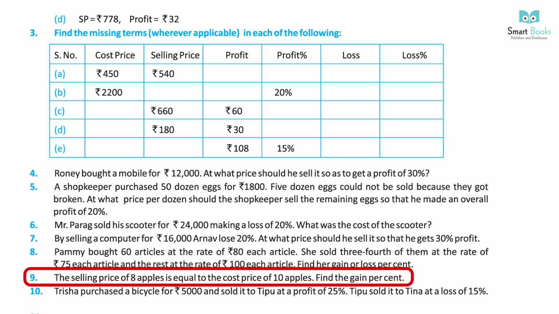Question 9. The selling price of 8 apples is equal to the cost price of 10 apples. Find the gain percent. Solution: 25%.